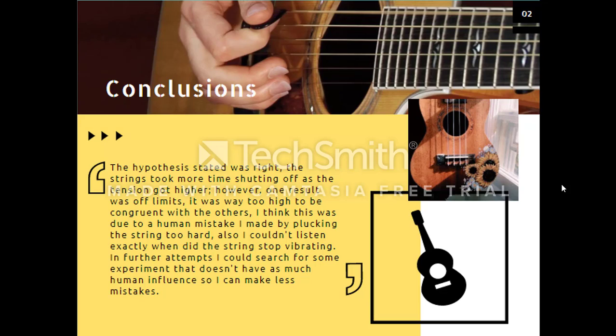So in conclusion, the hypothesis stated was right. The strings took more time shutting off as the tension got higher. However, one result was off limits. It was way too high to be congruent with the others, and I think this was due to a human mistake I made by plucking the string too hard.